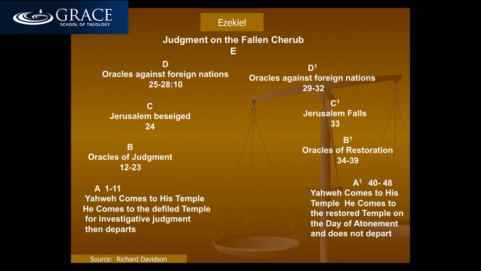Chapters 1 through 11, Yahweh comes to his temple. 40 to 48, Yahweh comes to his temple. B, the oracles of judgment, more oracles of judgment and restoration. Jerusalem besieged, Jerusalem falls, oracles against the foreign nations, oracles against the foreign nations. But as we drive up from A, B, C, D, we hit the judgment on the chosen cherub, or the fallen cherub, and then back down through D, C, B, A. We end with Yahweh in his temple. The fixed point, or the focal point, is the anointed cherub.